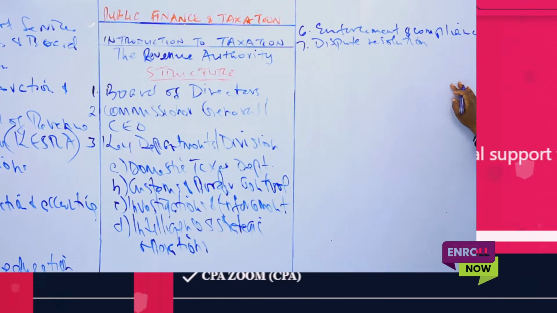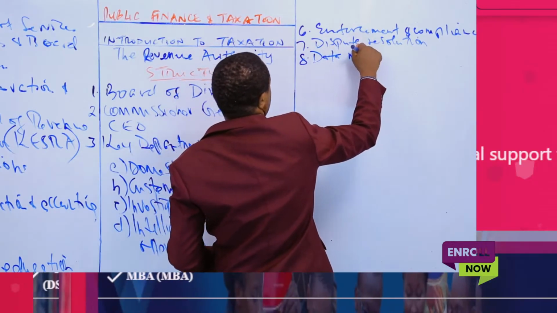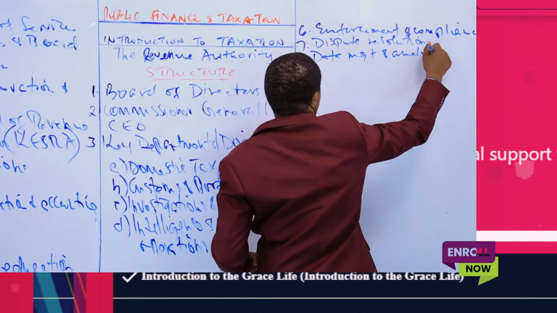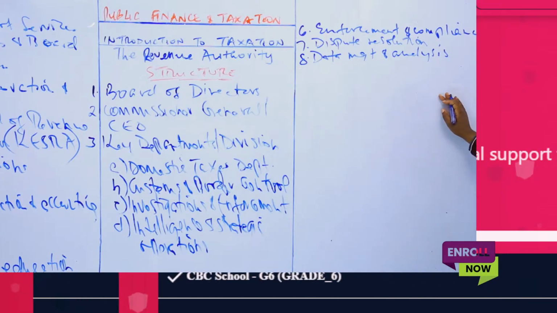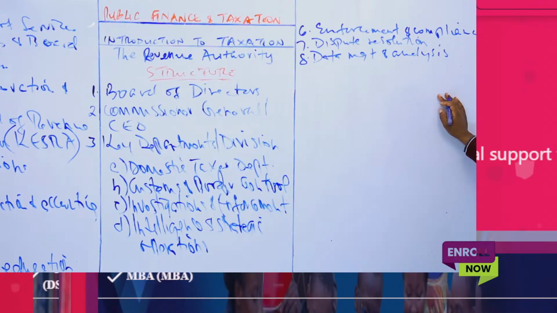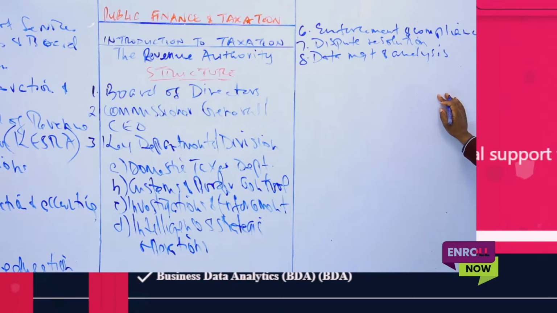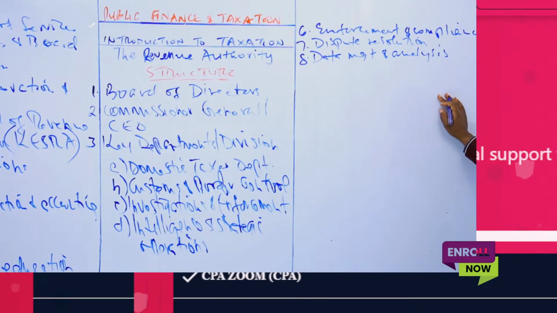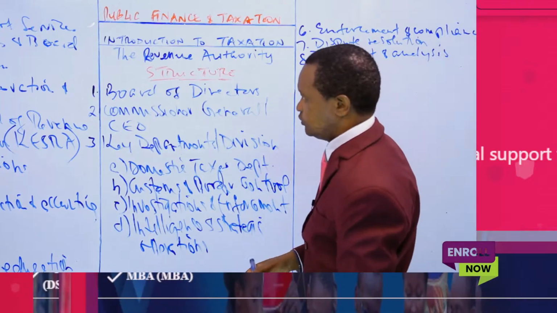Then you have data management and analysis, number 8. Data management and data analysis. The authority collects, it also analyzes and leverages tax data for informed decision making, for revenue forecasting, and identifying compliance risks. So these are 8 functions of the Kenya Revenue Authority.